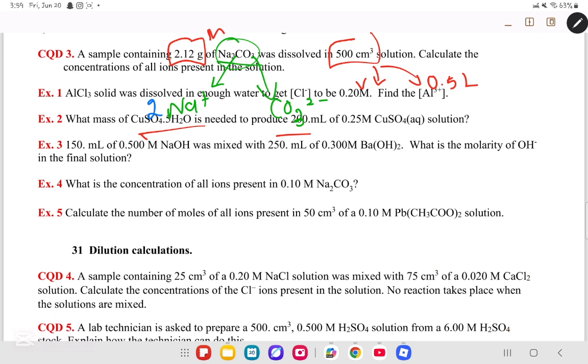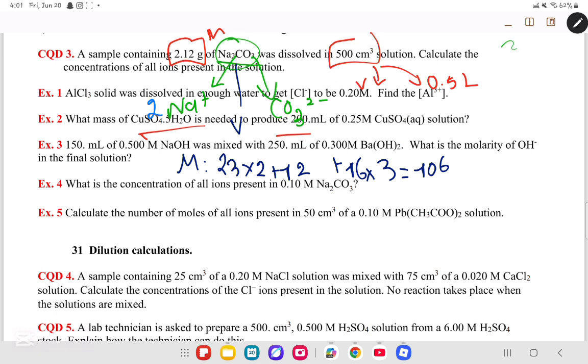Okay? Now that we have the number of each of the ions, like 2 Na plus ions, 1 CO3 2 minus ion, we will need to find the concentration of Na2CO3 in general. So how do we find the concentration together? We have mass. We can find the molar mass of Na2CO3. Let us find it together. Na, it is 23. So 23 times 2 plus carbon 12 plus 16 times 3. So 23 times 2 plus 12 plus 16 times 3. That will be an answer of 106.